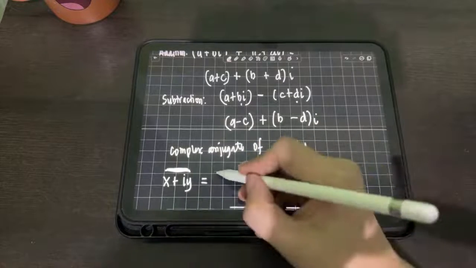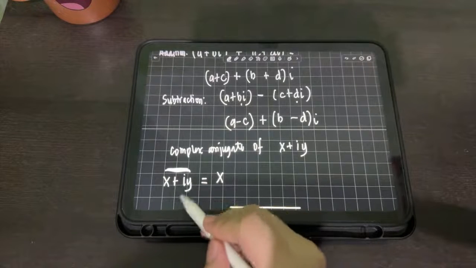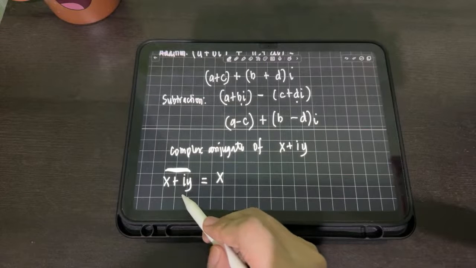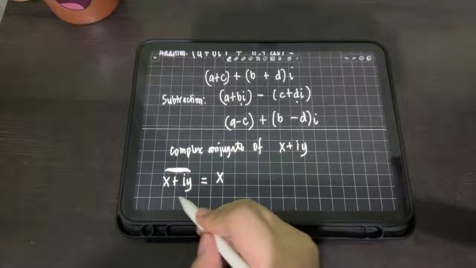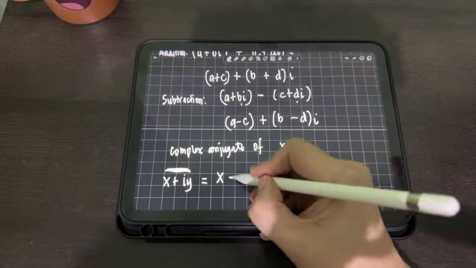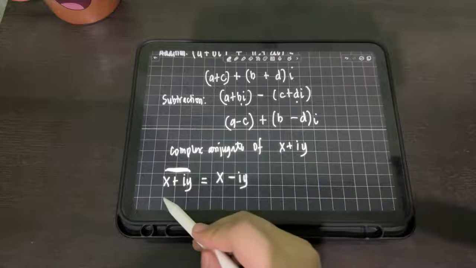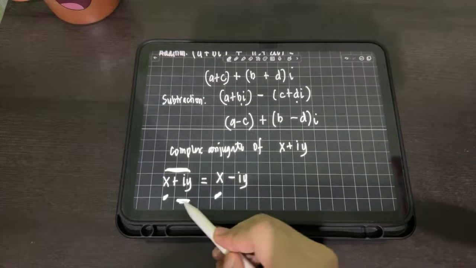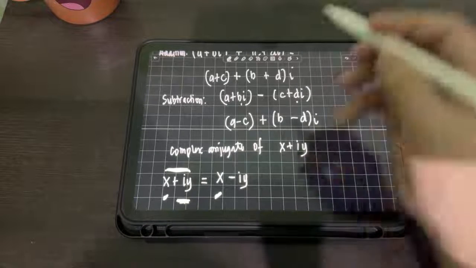So it's just equal to x, then get the additive inverse of the imaginary part. Additive inverse means you just need to get the opposite sign of the imaginary part. So if we have positive iy, its opposite will be minus iy. So basically, in getting the complex conjugate of a complex number, you just need to copy the real part, x, and then get the additive inverse of the imaginary part. So if it's positive, turn it to negative, while if it's negative, turn it to positive.